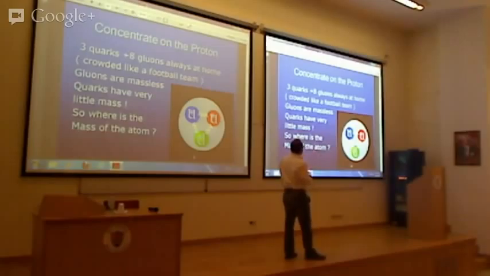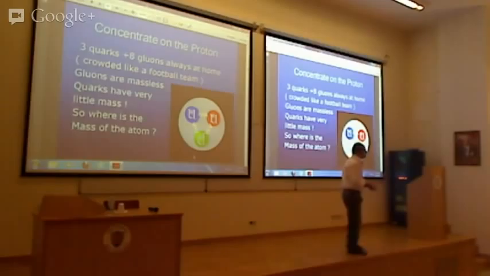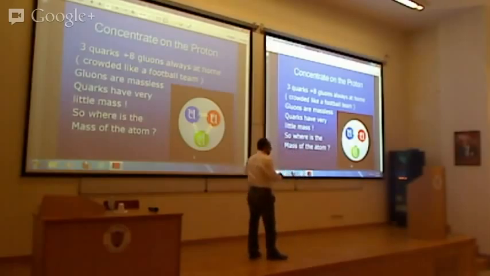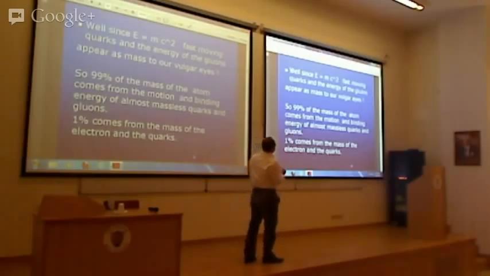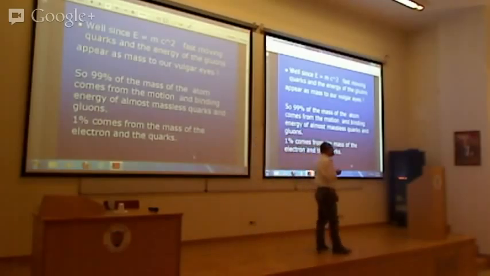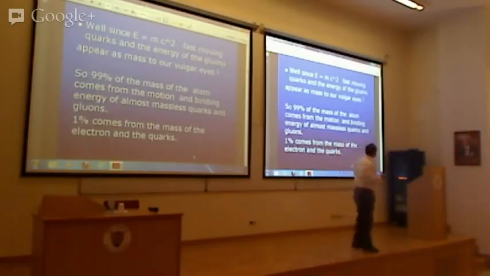So where is the mass of the proton? Gluons are massless. Quarks have very little mass. Now where is the mass? We are looking for the mass. We came down to distances that small, and we cannot even find the mass. Well, it turns out the quarks are fast moving, and so they have energy, basically. And the gluons, without a mass, also have energy.